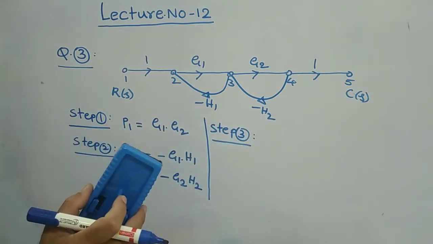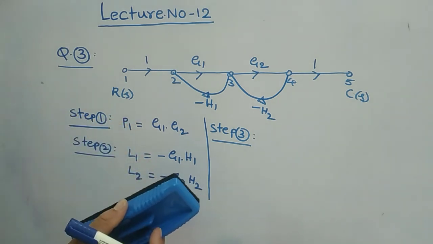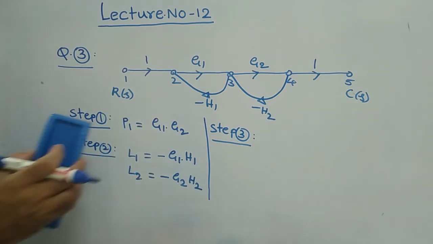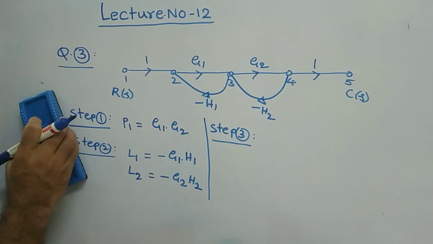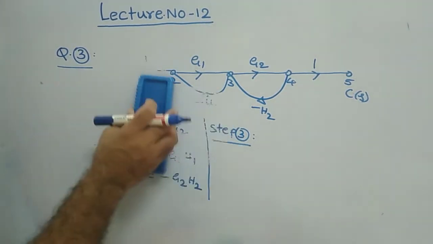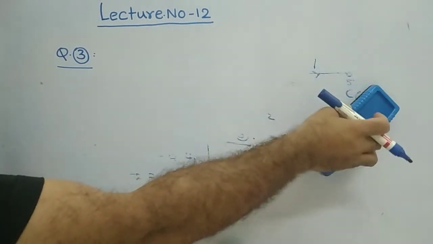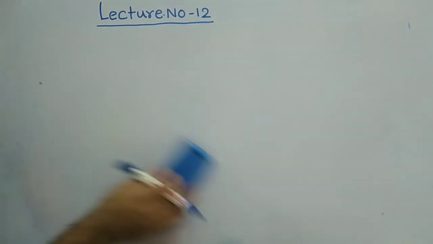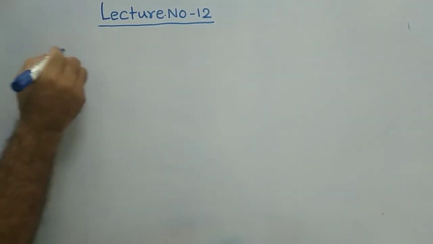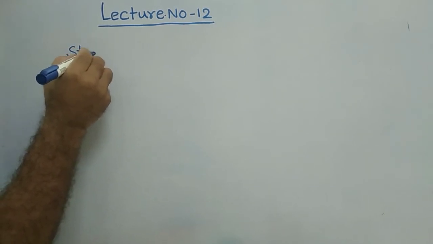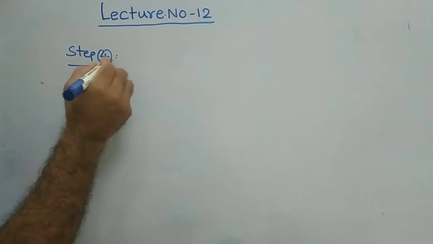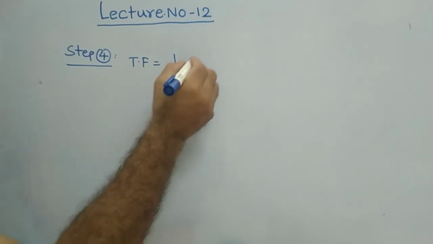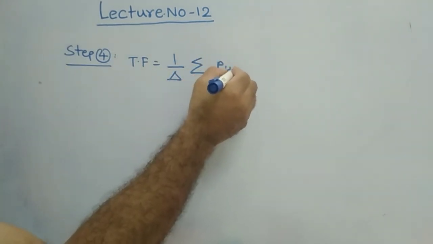Next, coming to step number 4, if you apply the values of L1, L2 directly in your formula, then you will have your answer. So to solve step number 4, we do not require this diagram. That's why I erase this and I will write your step number 4 here. So what is your step number 4? Your transfer function is equal to 1 by delta sigma Pk delta k.